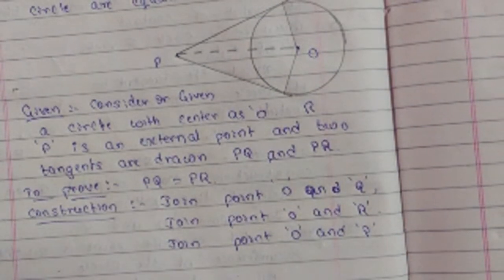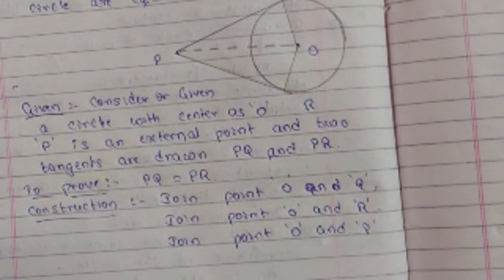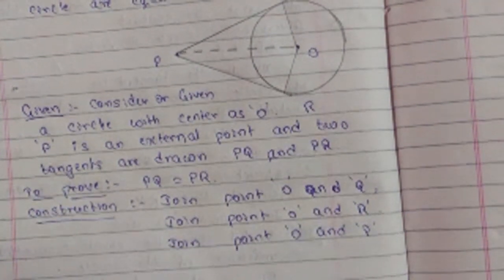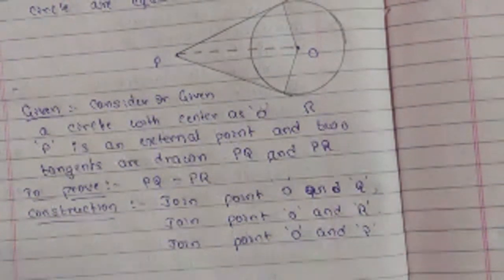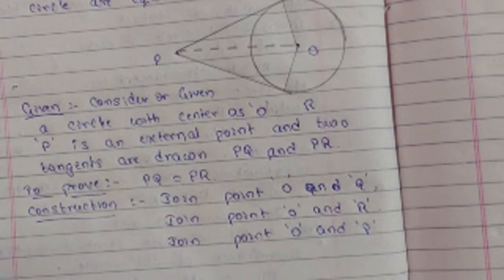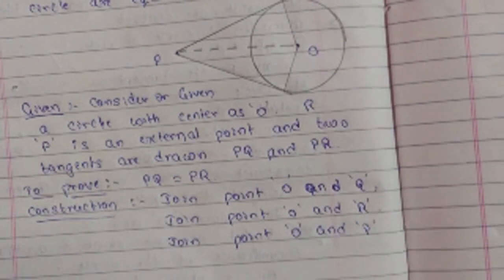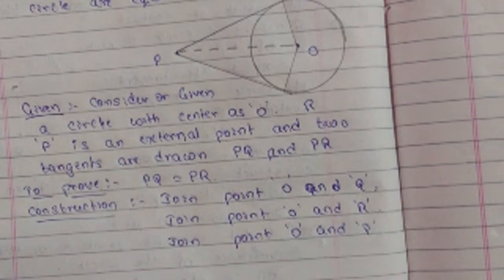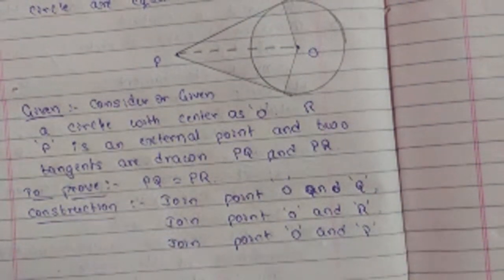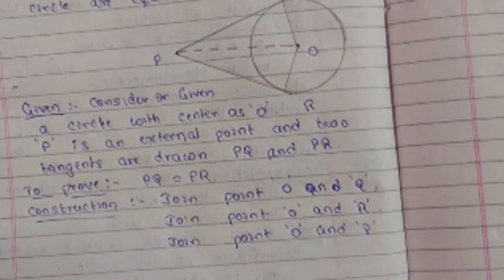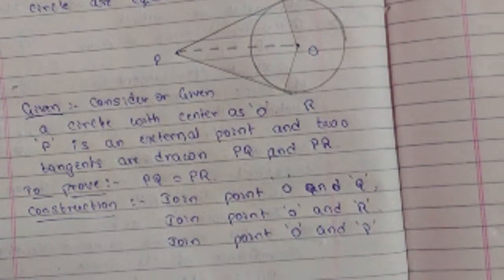So the lengths of the tangents are equal. That one we have to prove here. For that we have to first draw the diagram. Then we have to write the given data. The given data are: circle with center O, and P is an external point, and two tangents are drawn, and they are PQ and PR. Next, to prove, we have to prove PQ equals PR. The next construction, we have to join point O and Q, and we have to join point O and R. Also we have to join point O and P.